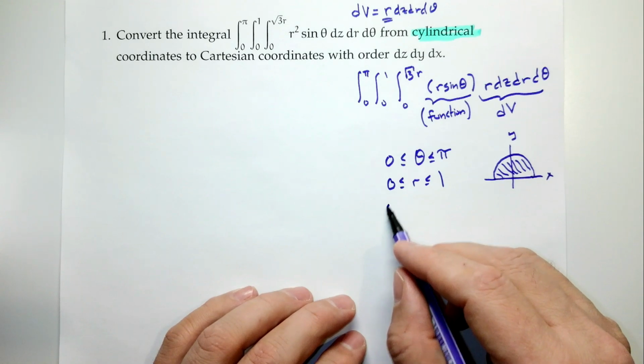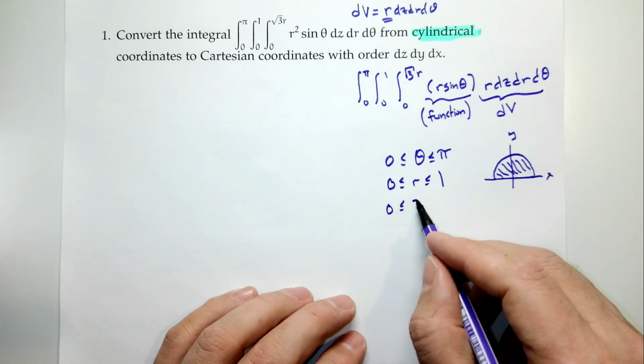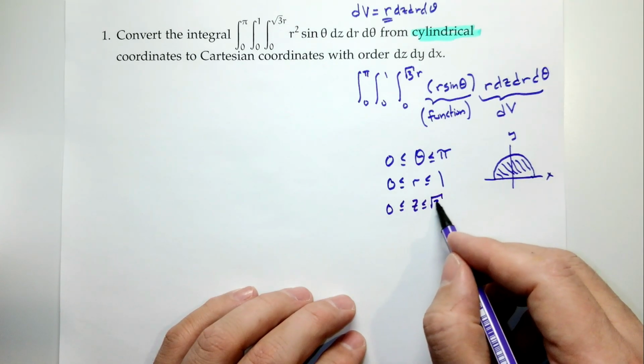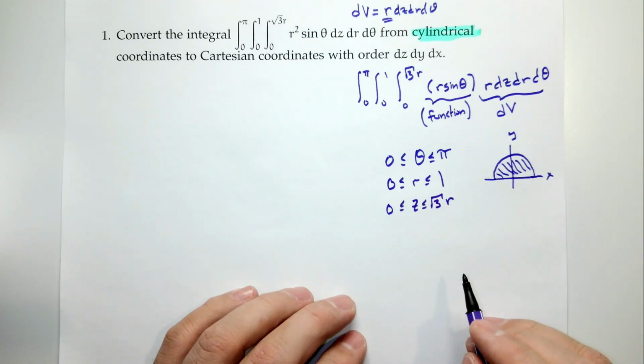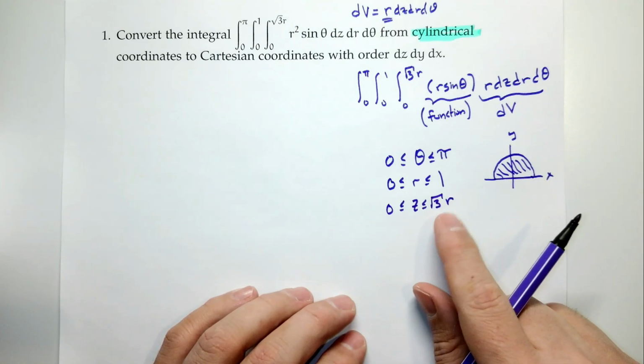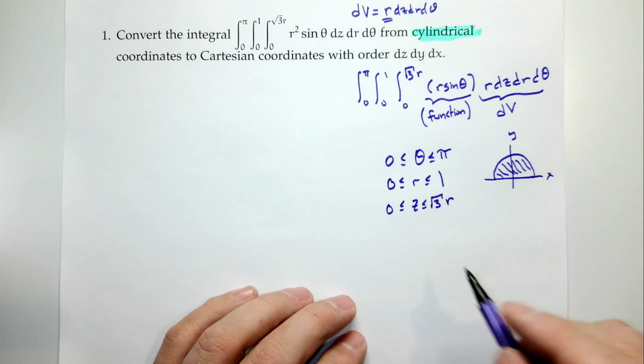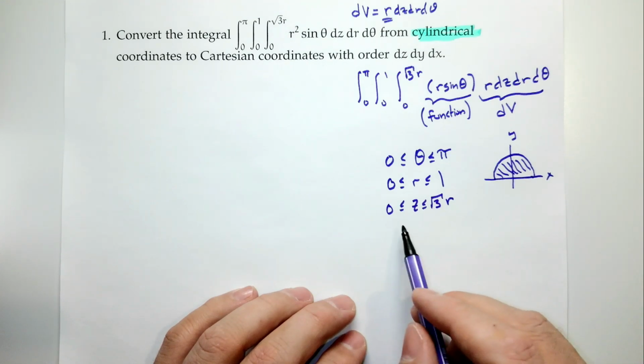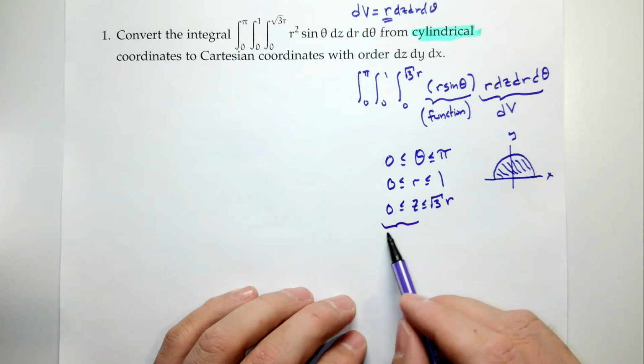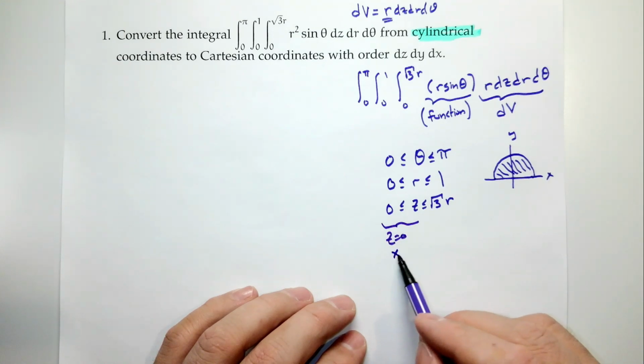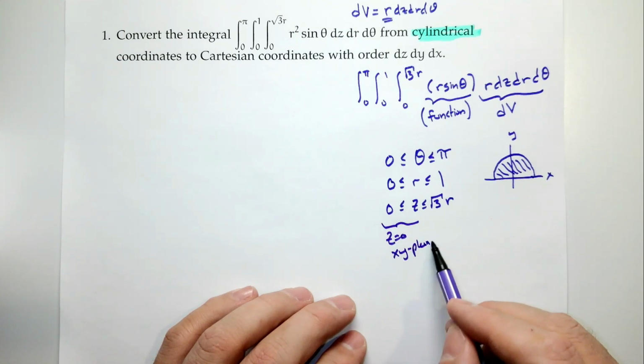Then we go from 0 less than or equal to z, less than or equal to root 3 times r. Now, we have to make sure we understand this. First off, the bottom is pretty easy. z equals 0. That's simply the xy plane. No big surprise there.